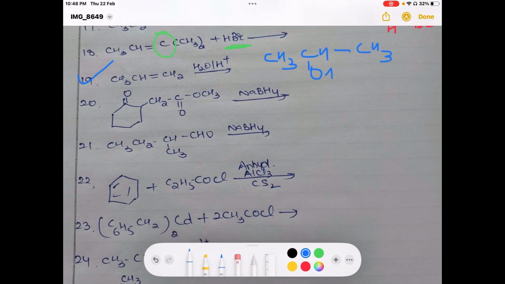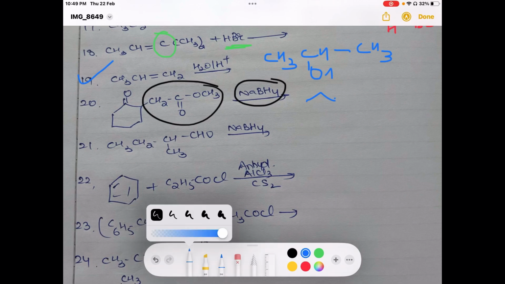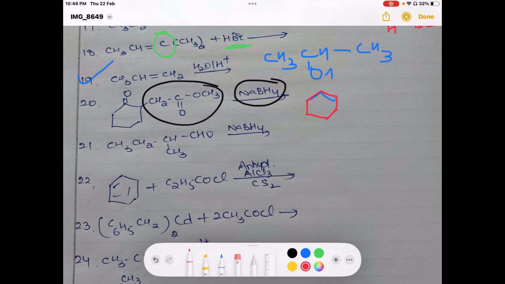Now the next reaction is the reaction with sodium borohydride, which is a weaker reducing agent than lithium aluminum hydride. It doesn't affect the ester part; that remains as such. So sodium borohydride changes the ketonic, carbonyl part into alcohol.